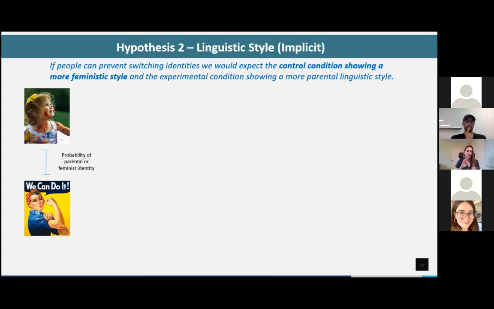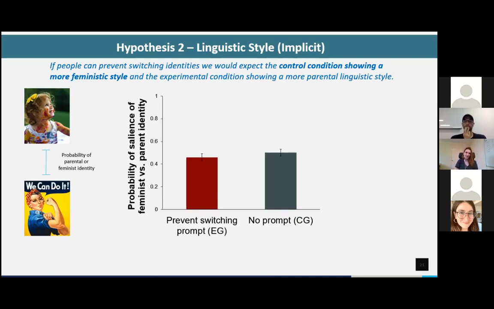Just as a quick background explanation, the linguistic style analysis always compares 2 identities. So in this case, it compares the feminist and parent identity. And a score of 0 would mean, okay, it's definitely the feminist identity. A score of 1 would mean it's the parent identity. And the score of 0.5 would mean the classifier can't really tell us. Okay, so this is what we found.